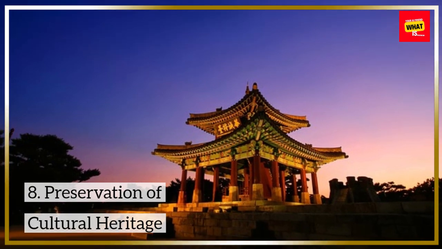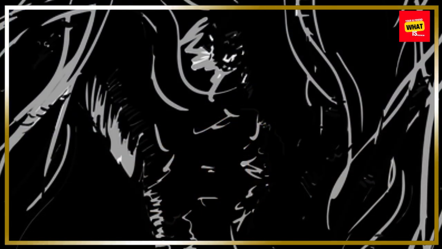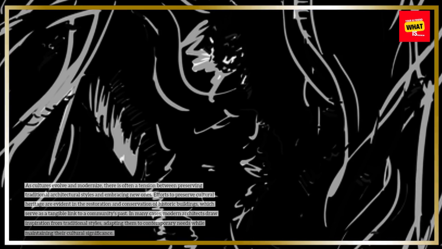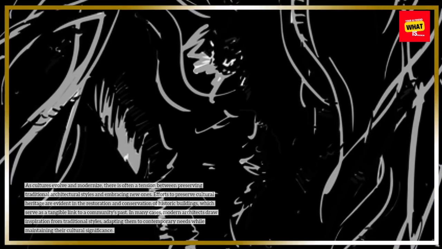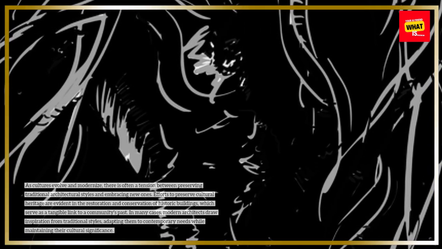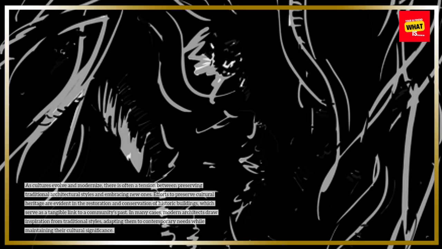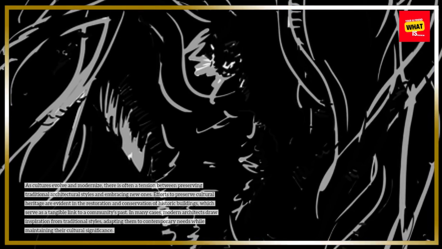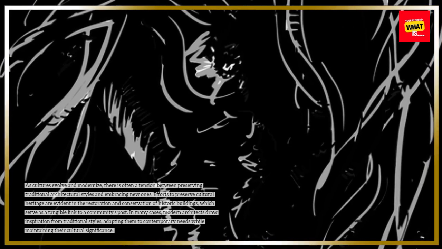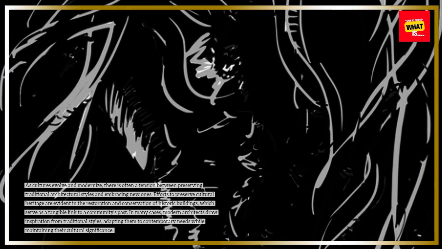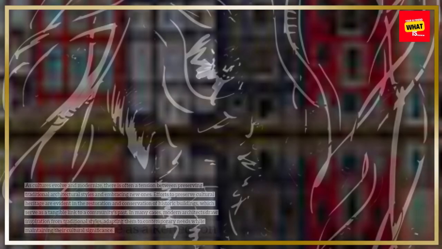8. Preservation of cultural heritage. As cultures evolve and modernize, there is often a tension between preserving traditional architectural styles and embracing new ones. Efforts to preserve cultural heritage are evident in the restoration and conservation of historic buildings, which serve as a tangible link to a community's past. In many cases, modern architects draw inspiration from traditional styles, adapting them to contemporary needs while maintaining their cultural significance.